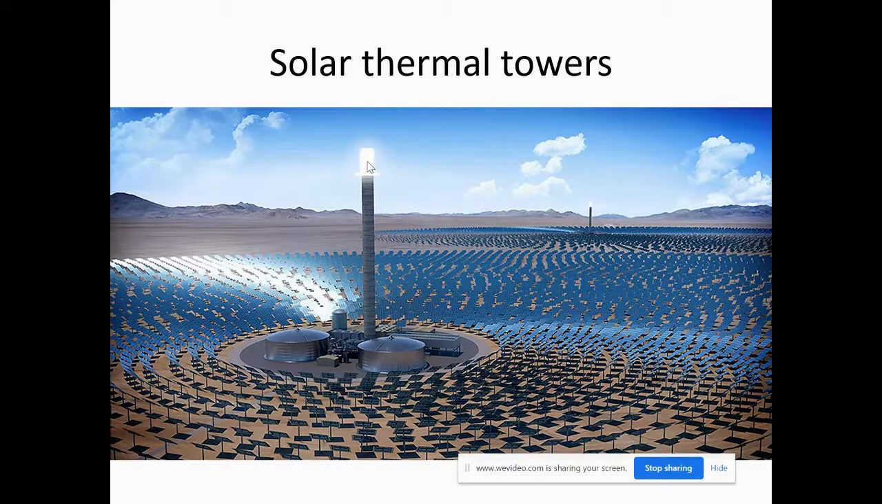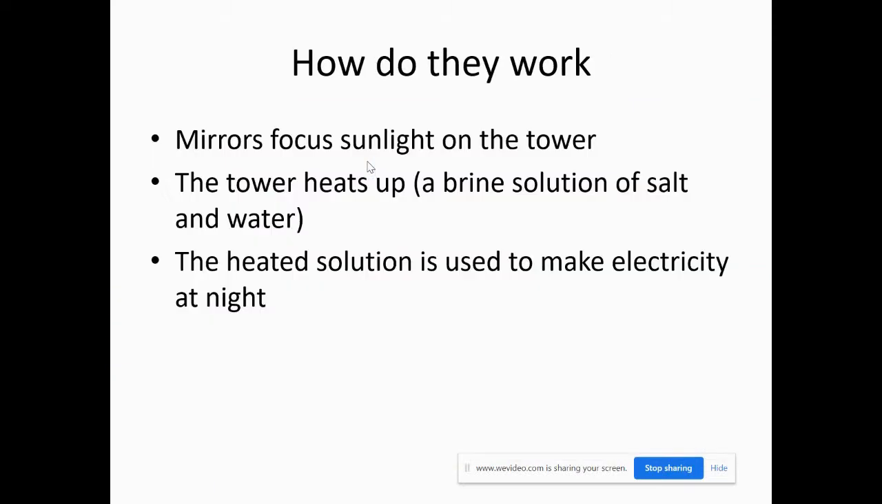As this heats up, it's a salt-rich saline solution that has a higher boiling point and heats up all day, and then at night, that superheated solution can be used to boil fresh water, to produce steam, to rotate a turbine, to drive a generator, to make electricity. So this is a way of producing electricity at night using solar power.